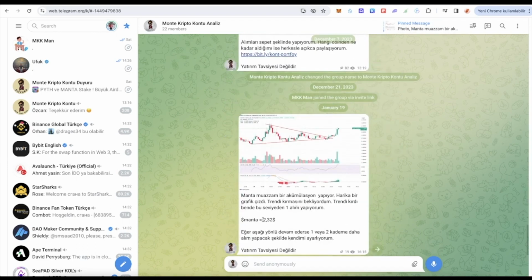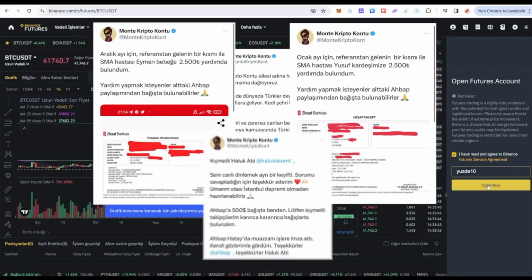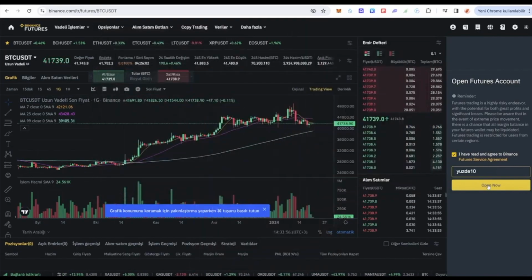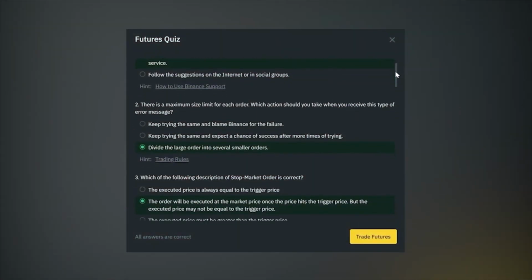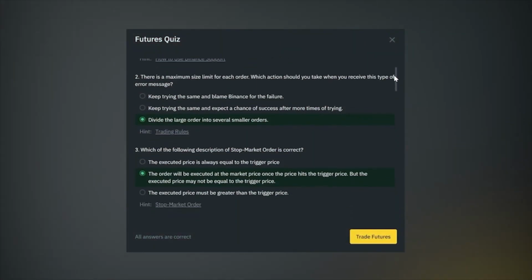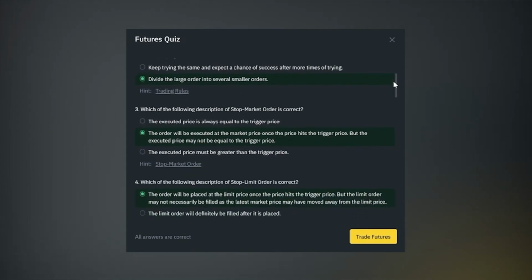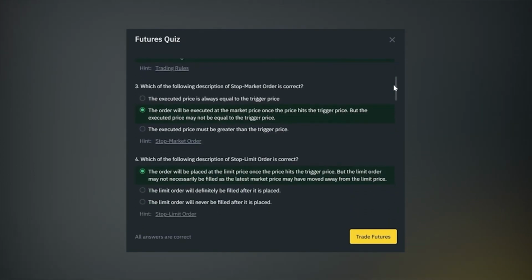Now we wrote 10% here, and then we said activate the account. Friends, first of all, we will solve the answers to the quiz questions. I show you the answers directly from the bottom up, and it is to your advantage to translate them into Turkish and learn them. If you are wrong, nothing happens. They already show the correct answer in green. Then we press Trade Futures. And now our account is activated, friends. Now we have activated Binance Futures.